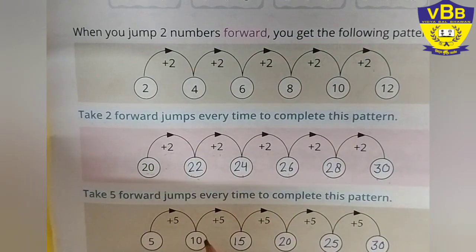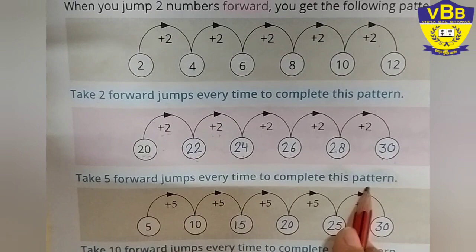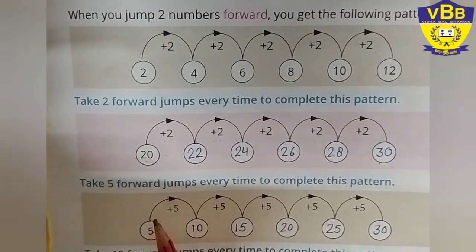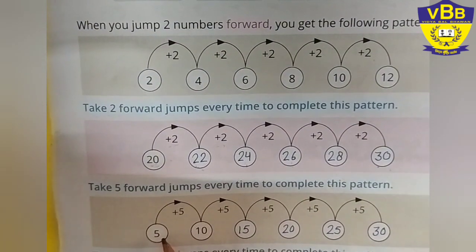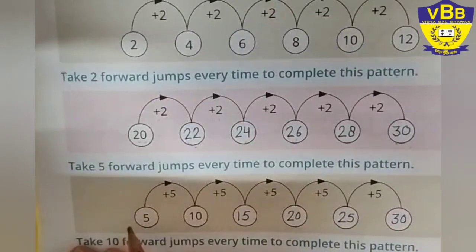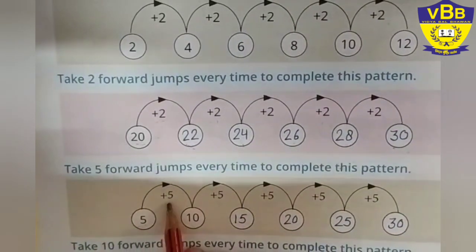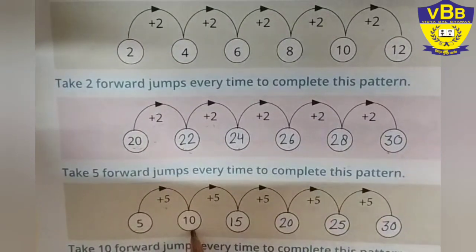Now look at the next one. Take 5 forward jumps every time to complete the pattern. Here we have to take 5 jumps every time. Look at here how to take the 5 jumps every time. Here we have to count 5. Here we have to add 5 to get the other number.